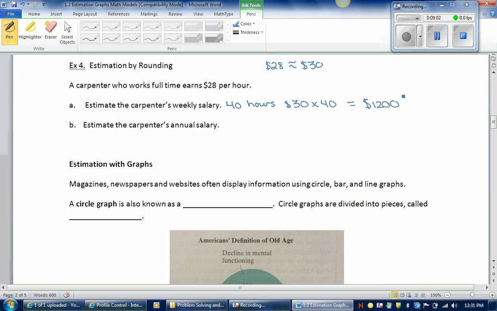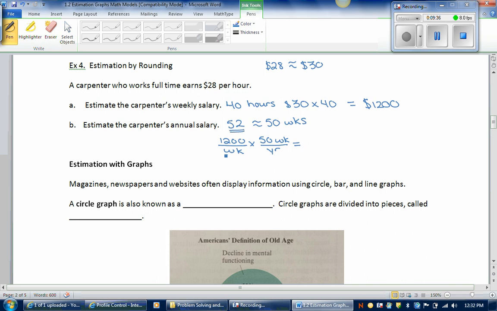So the next part of this is the carpenter's annual salary. We know that there are 52 weeks in a year. And again, 52 weeks is going to make it kind of a difficult calculation. So let's estimate it to 50 weeks. Okay. So we have $1,200 per week, and we want to multiply that by 50 weeks in a year.